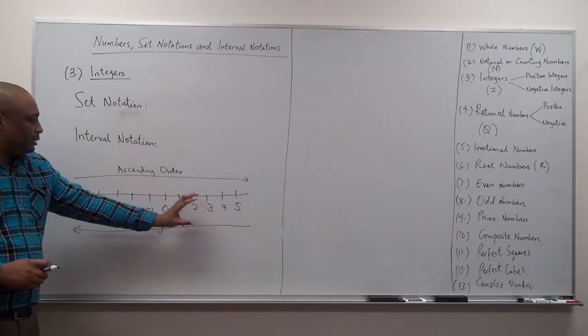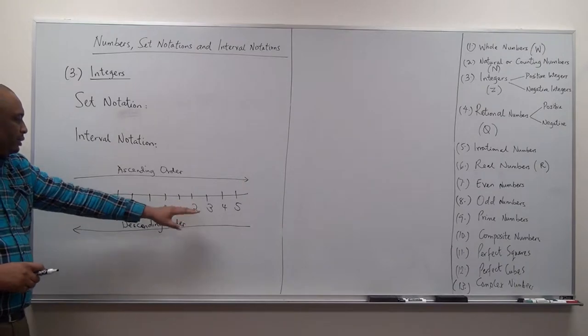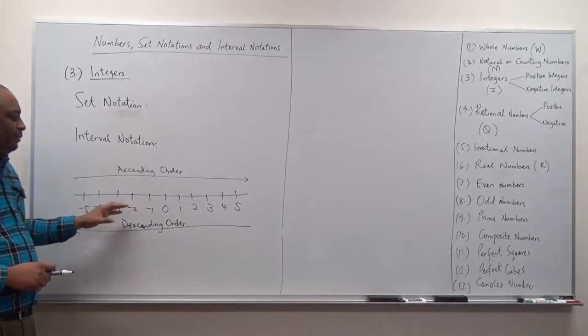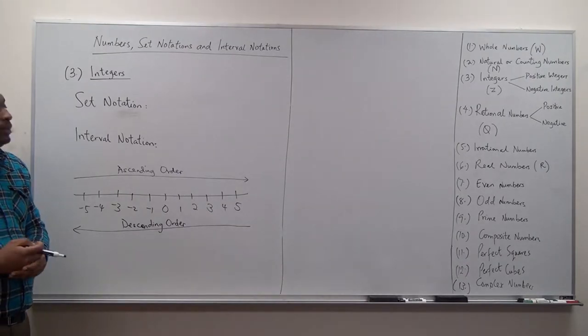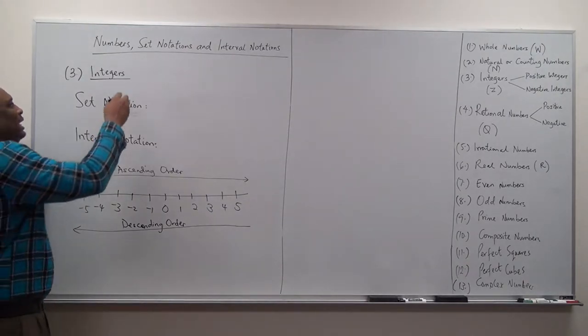All these numbers, whole number values, whether positive or negative, and also 0, are what we call integers. Integers are represented by Z.